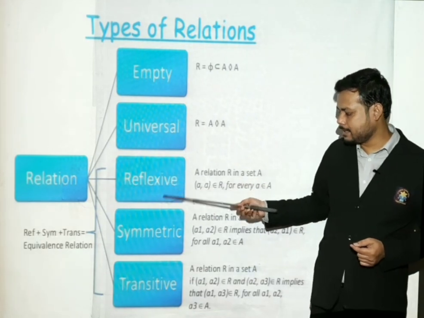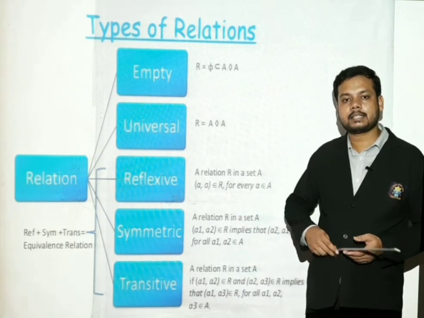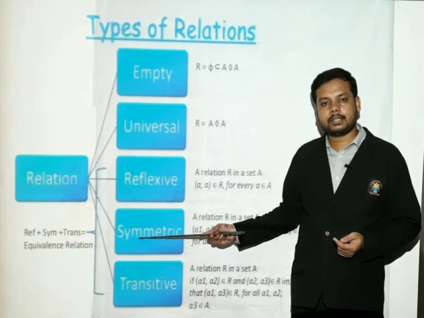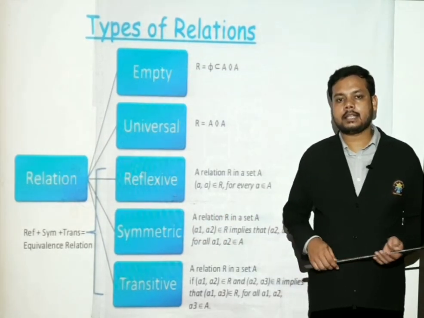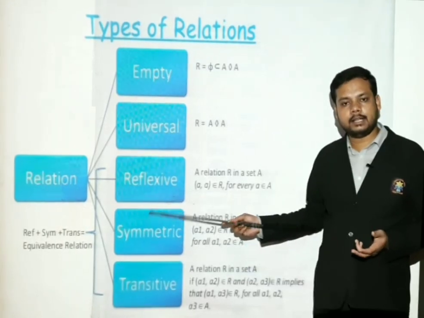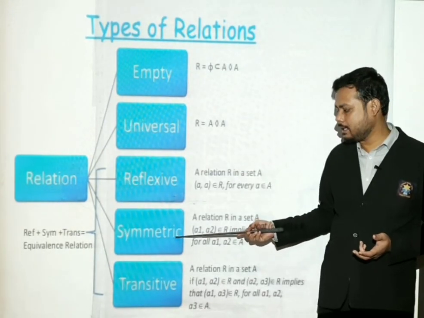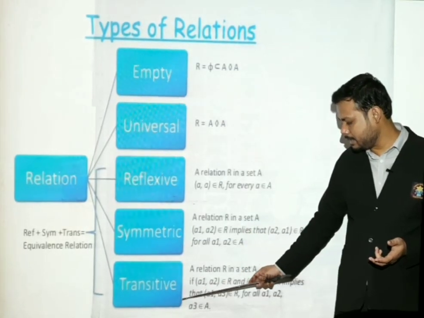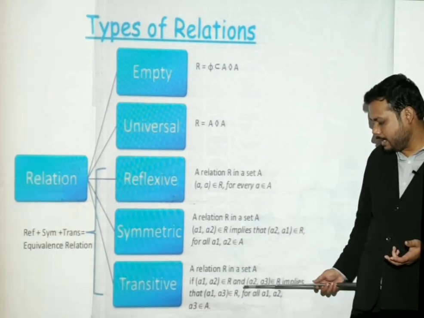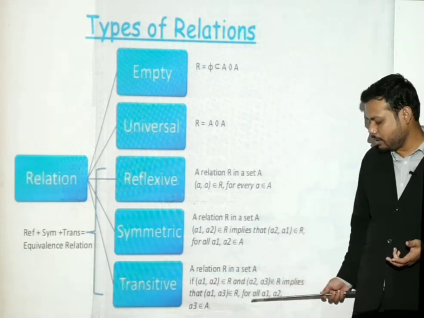Now move on to reflexive, symmetric and transitive. In a reflexive relation, every element is related to itself. In a symmetric relation, if AB is in the relation, then BA is also in the relation. A transitive relation is a relation in set A where (a1, a2) and (a2, a3) belong to the relation, which implies that (a1, a3) also belongs to the relation.